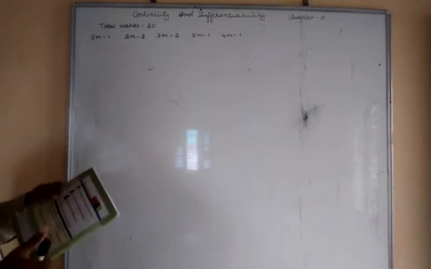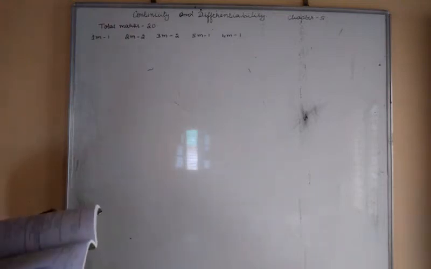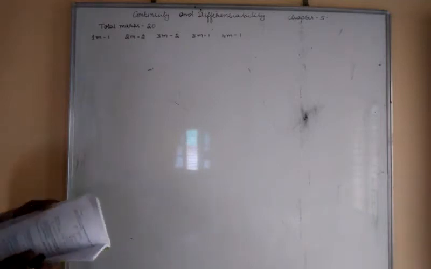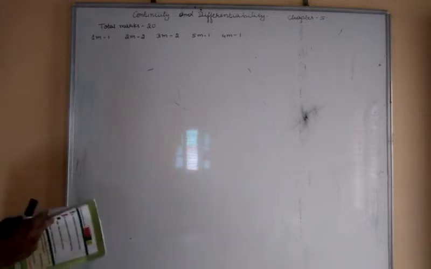Okay, let us start this chapter. Let us start from exercise 5.2. We have already done differentiation in the previous classes. So in exercise 5.2, the topic is chain rule. Let us take the first problem.